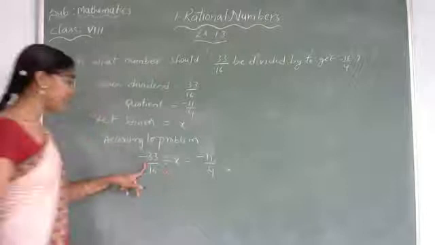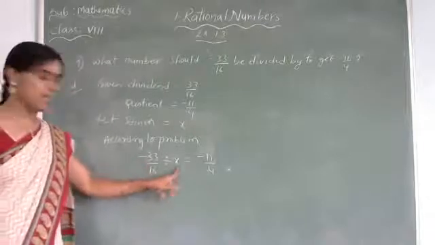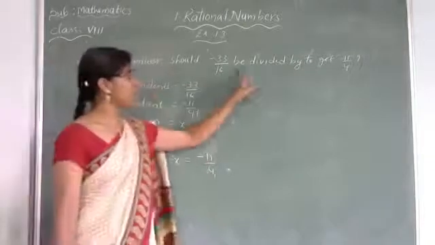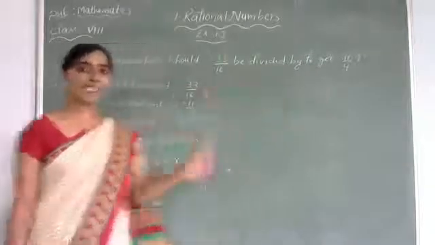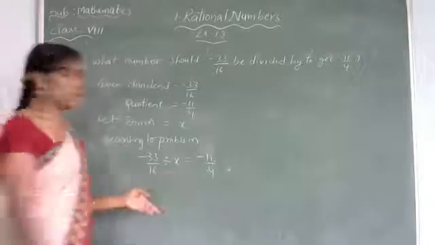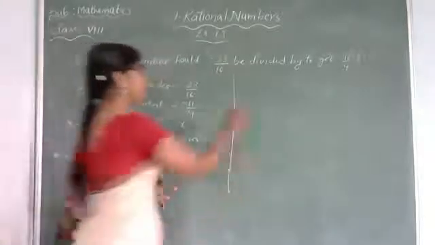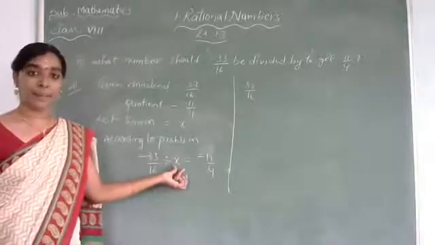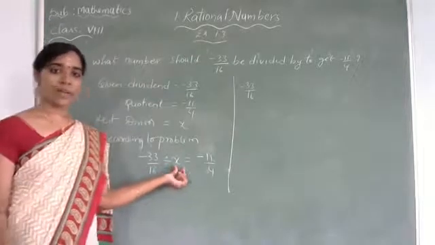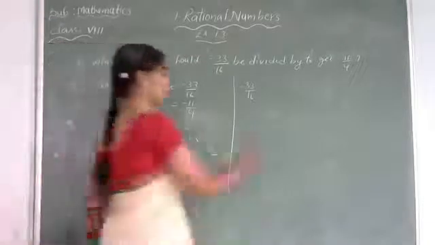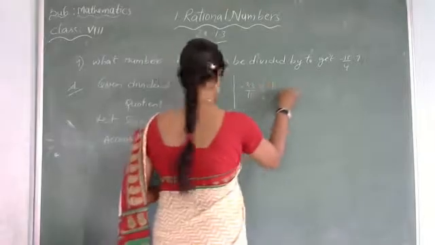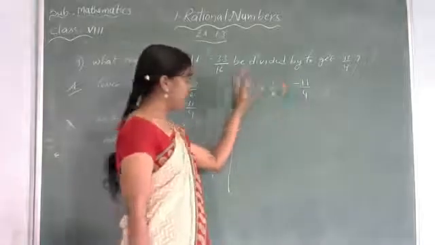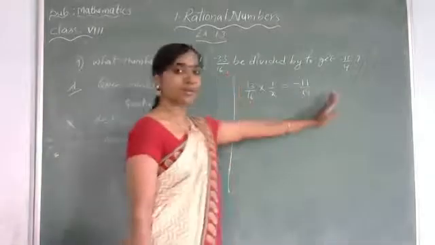See, minus 33 by 16 is divided by x, then the quotient is minus 11 by 4. Minus 33 by 16 we divided by something to get minus 11 by 4. So see, minus 33 by 16. What is the reciprocal of x, children? 1 by x. When we write the reciprocal, the division symbol will become multiplication. So into 1 by x equals minus 11 by 4. We are taking this minus 33 by 16 to the right side.